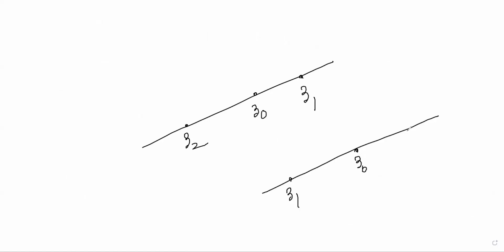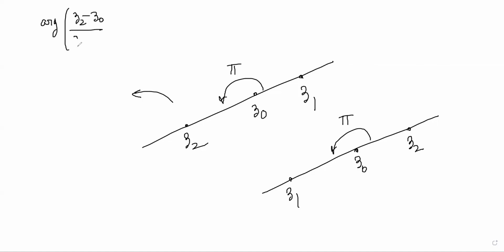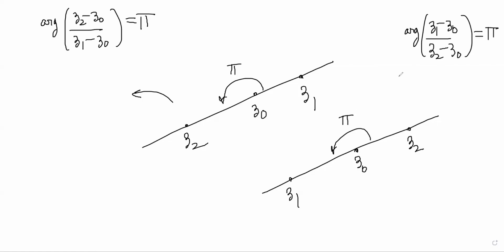I will explain. So basically the idea is this. I don't know which side Z2 and Z1 are on, right? It is possible that Z1 was this side and Z0 was this side and Z2 was this side, right? So when I write the argument here, this is what we did earlier. We wrote argument of Z2 minus Z0 by Z1 minus Z0 is equal to pi. But we could also have written argument of Z1 minus Z0 by Z2 minus Z0 is equal to pi.